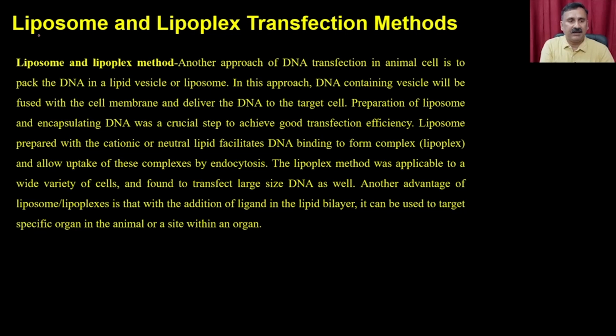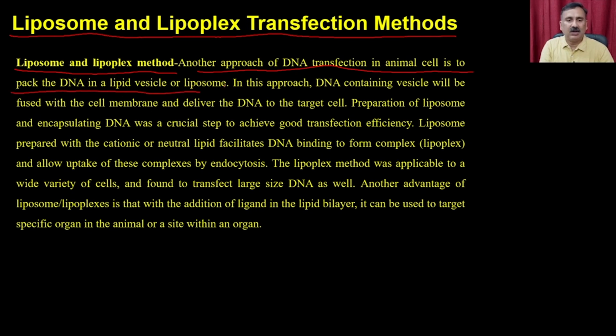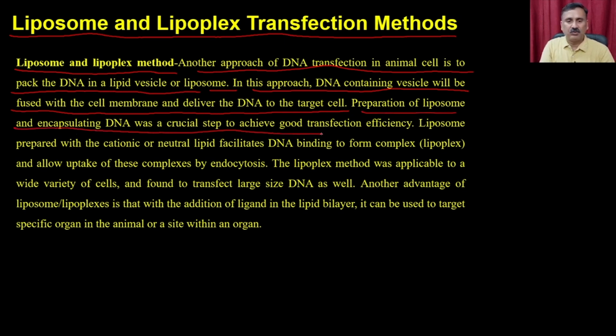Then we have the second method, where you are going to use the liposome and lipoplex transfection method. Another approach of DNA transfection in animal cells is to pack the DNA in a lipid vesicle or liposome. In this approach, the DNA containing vesicle will be fused with the cellular membrane and deliver the DNA to the target cell. Preparation of the liposome and encapsulating the DNA is a crucial step to achieve good transfection efficiency.